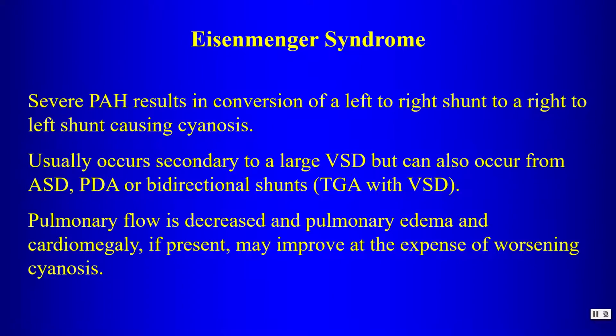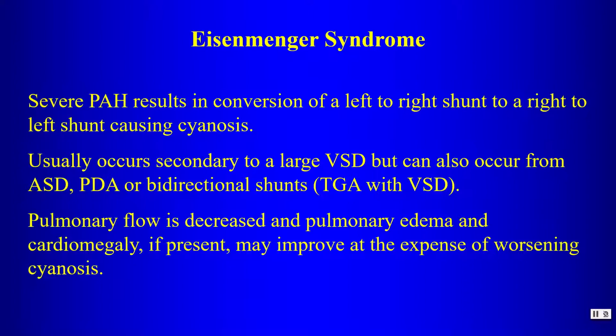So in adults, whenever we see a dilated right ventricle and big pulmonary arteries, we need to think about Eisenmenger Syndrome, which can cause severe pulmonary artery hypertension. This is when what started out as a left to right shunt converts to a right to left shunt and can cause cyanosis as a result of elevation of the pulmonary vascular resistance and pulmonary artery pressures. This can occur secondary to a VSD, but can also occur from ASDs or PDAs, and in more severe congenital heart diseases with bidirectional shunts like transposition.